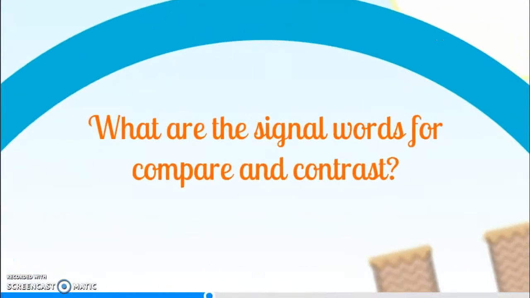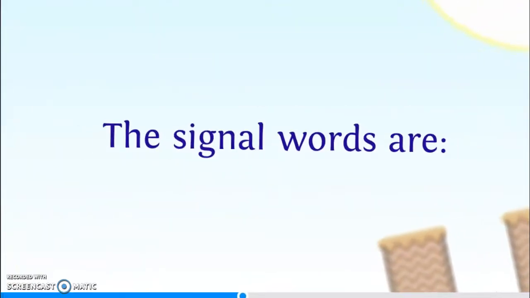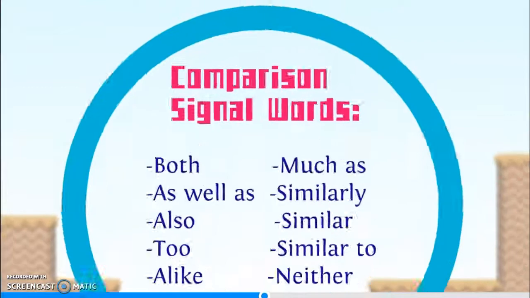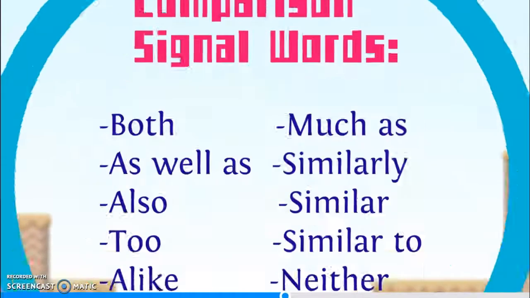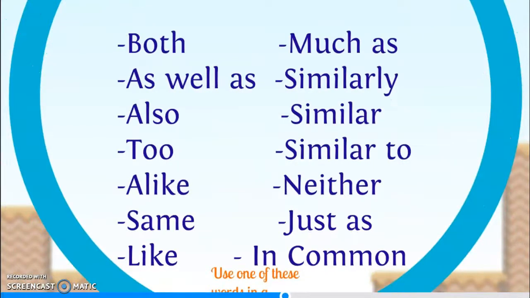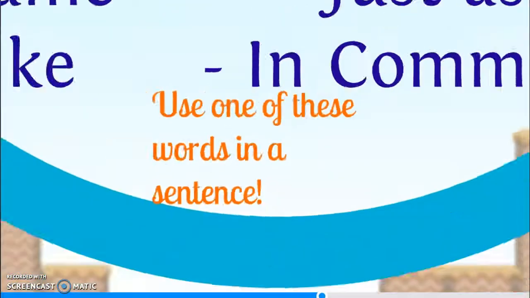What are the signal words for compare and contrast? Here is a list of comparison signal words. A few examples are both, alike, similar, neither, and in common. Even the word like. So use one of these words in a sentence.